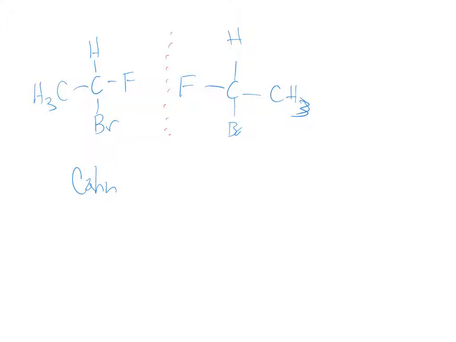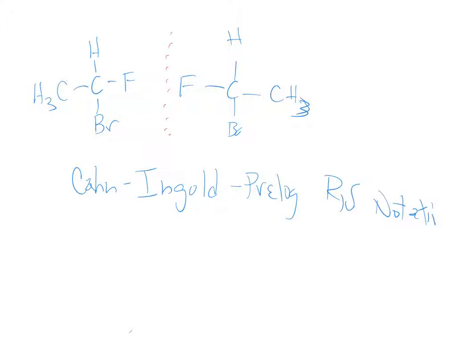This is called the Cahn-Ingold-Prelog RS notation. That's why I say it's a mouthful. I will never ask you to name these, other than to know that this is the RS. I'm sure if I was Ingold or Prelog, I wouldn't think it's stupid, but it's just a mouthful. And this is the R enantiomer versus the S enantiomer. And there is a way to actually determine if one is R versus S.